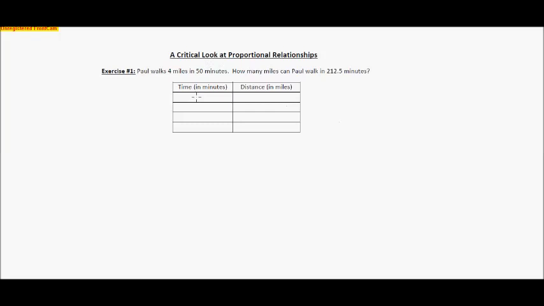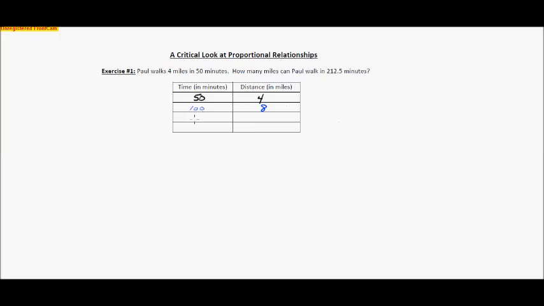What they give us in the problem is 50 minutes, so I'm going to just put a 50 right in here, and he can walk 4 miles in that amount of time. I'm going to put that in black, and I'm going to switch over to blue here because this is what I'm going to assume off of that. Okay, so if he can walk 4 miles in 50 minutes, then I could double that, and I could say he could walk 100 minutes, and that would double this as well. He could walk 8 miles.